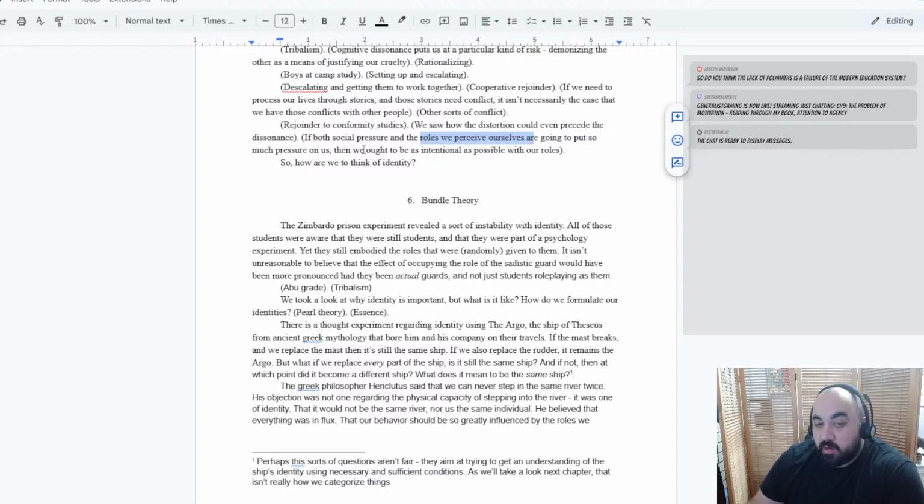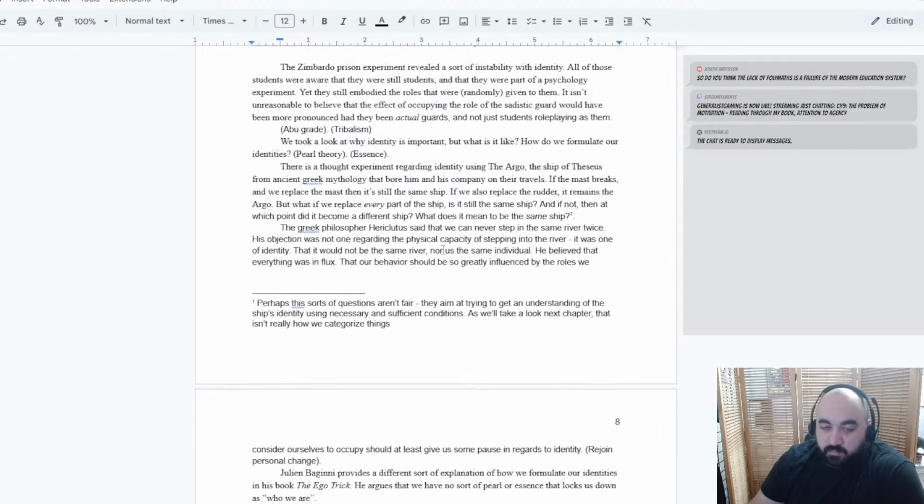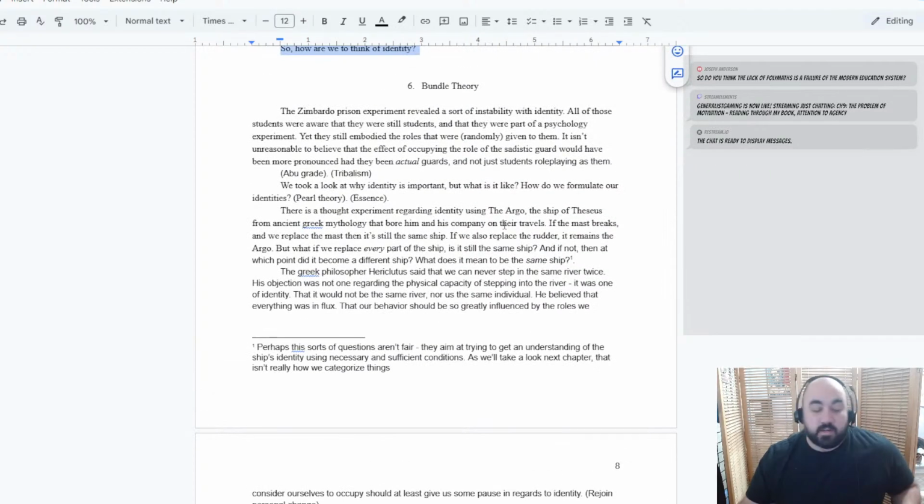So if this is going to put so much pressure, then we should be intentional with the roles we perceive ourselves. So how are we to think of identity? And there's a lot of different models of identity, but the one I think is most robust is the bundle theory of identity, which doesn't make for as good a story as some other things.